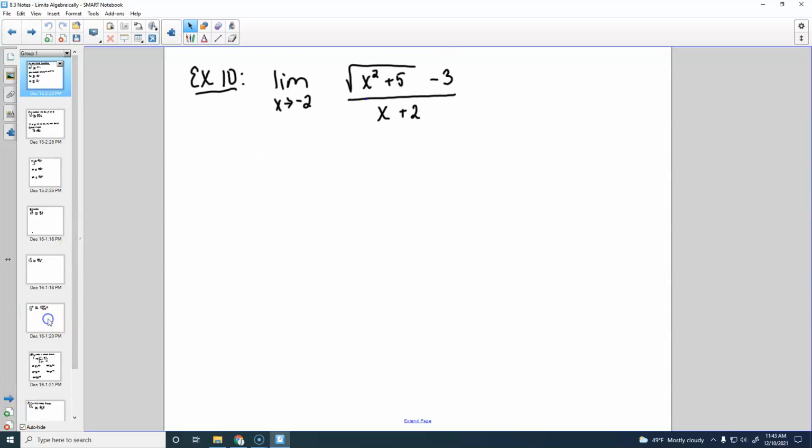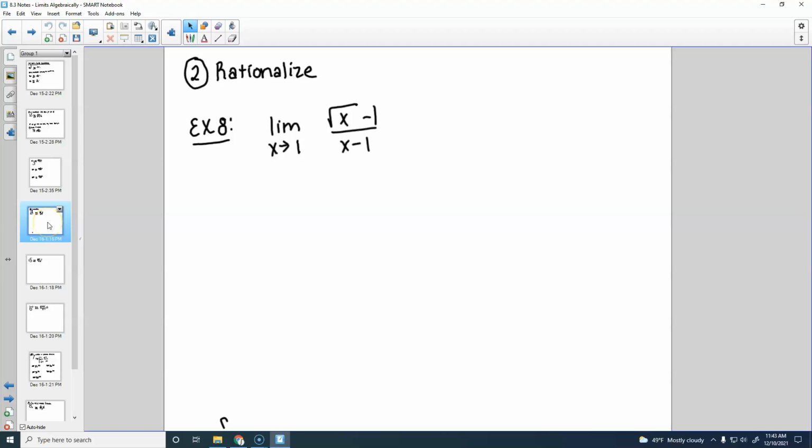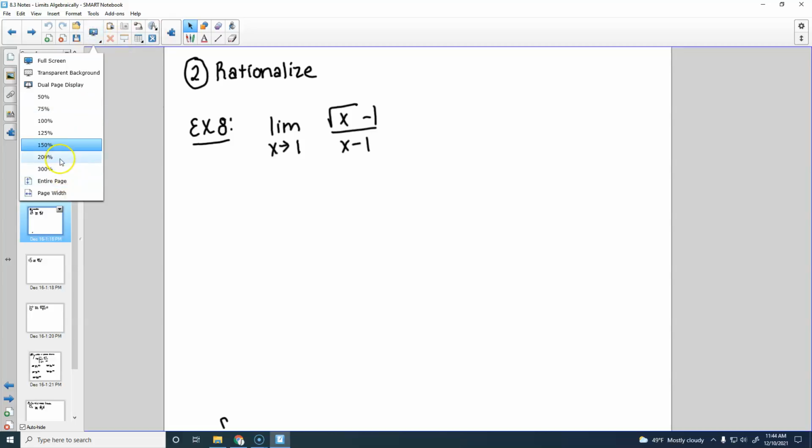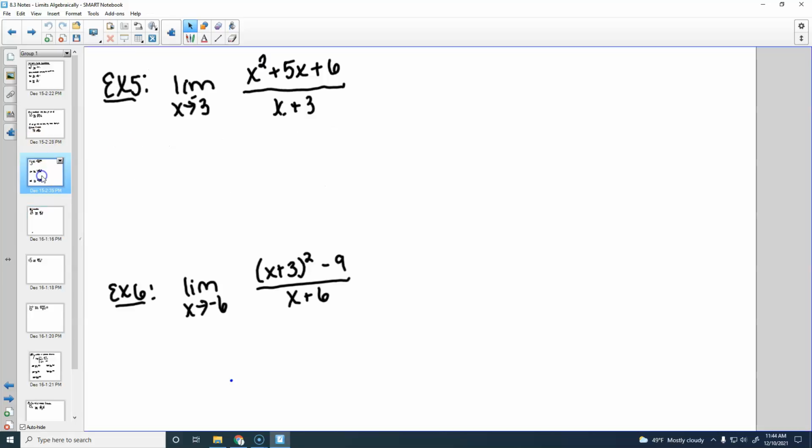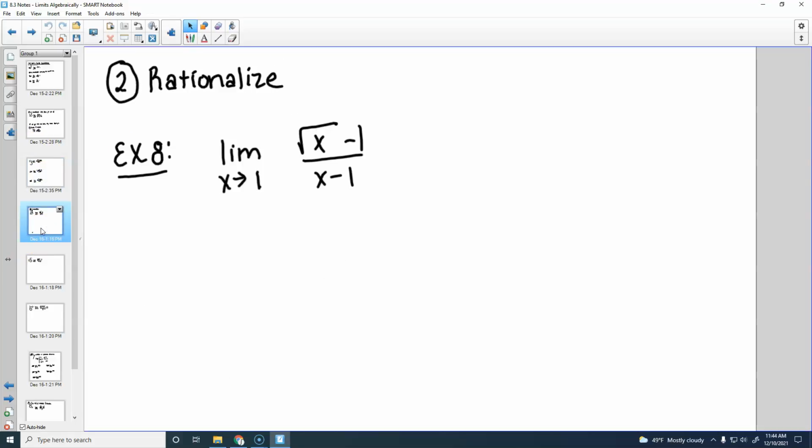Substitution, and where you could factor and cancel. So today, we're going to look at a few different things that you can do to solve these types of problems. So the next one we're going to look at is going to have a square root in it.